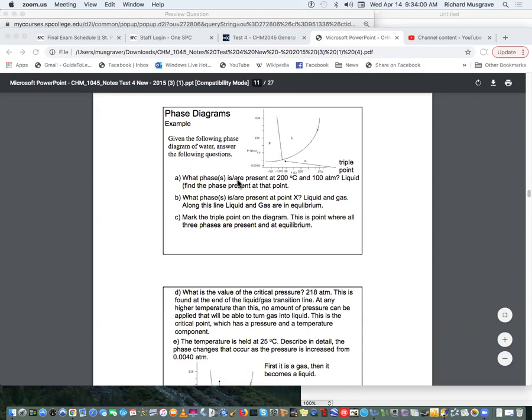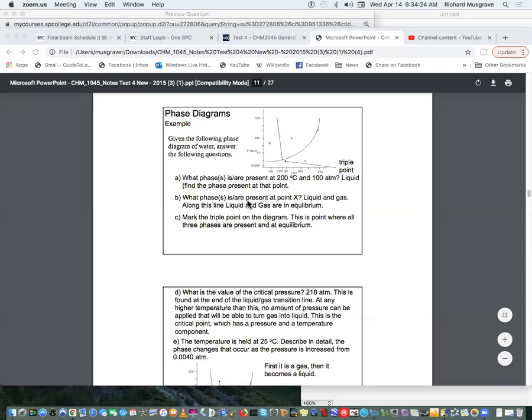What phases are present at 200 degrees Celsius and 100 atmospheres? All you have to do is look down the bottom for 200 degrees Celsius and then 100 atmospheres, and you'll see that comes out to be liquid. So you just need to find the phase present at that particular point. Does anybody have any questions so far?